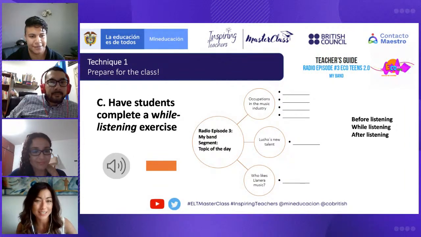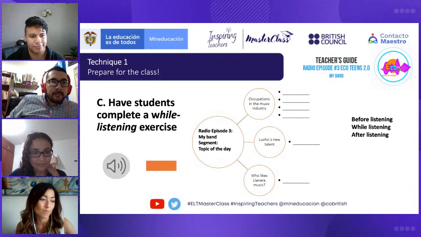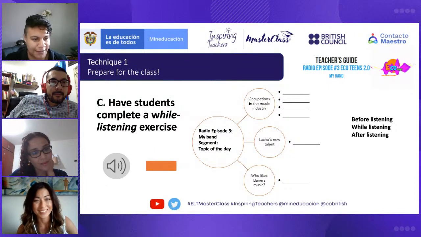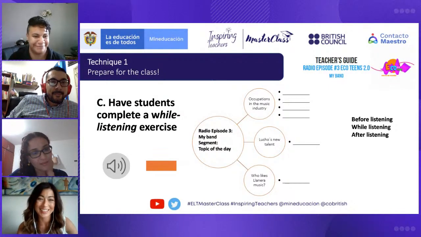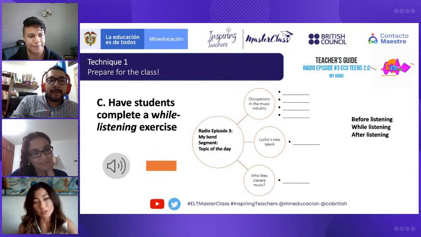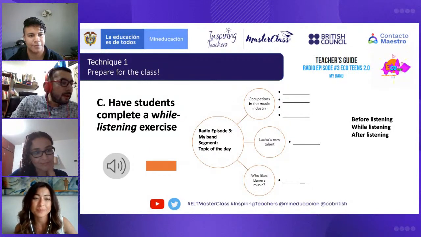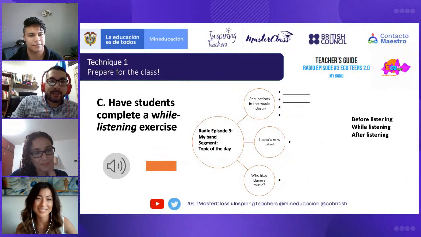Let's move on to the next part. I'm going to ask a teacher, maybe Eliana. How about Lucho's new talent? Do you get that? Yes, I got it. His new talent is trova. Trova, yes, correct. Thank you. And finally, for the last, I'm going to invite, of course, teacher Diego. What is your answer to that question? Who likes llanera music? Okay, the teacher is the one who mentions that he likes llanera music.